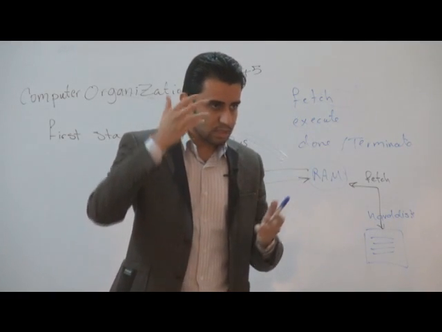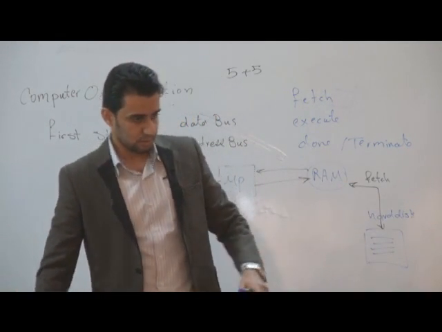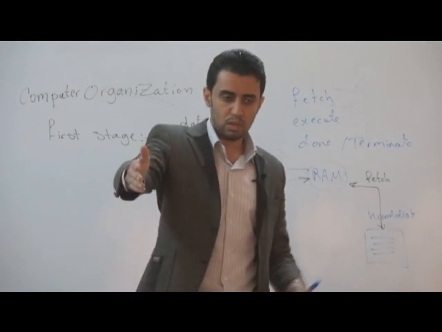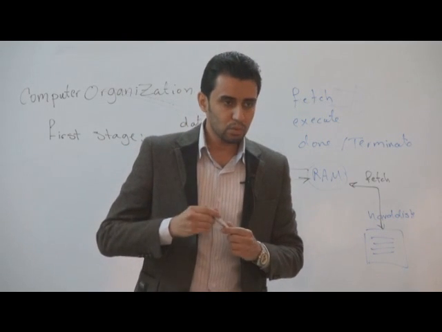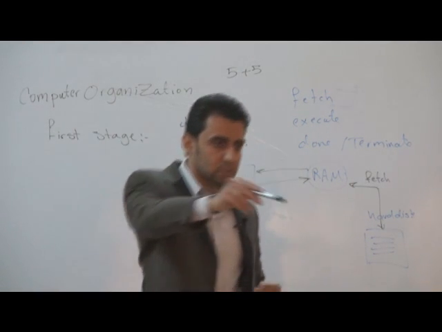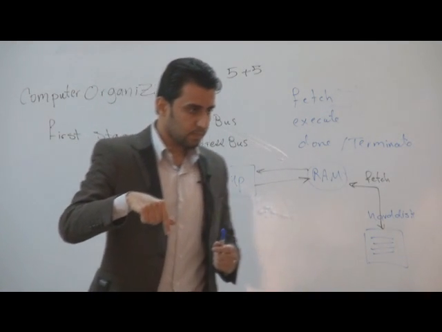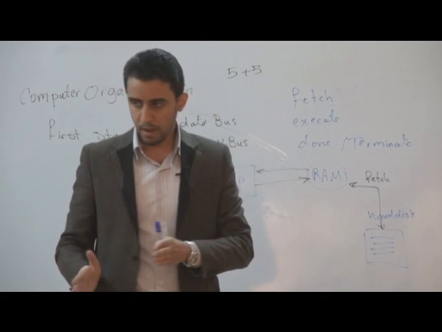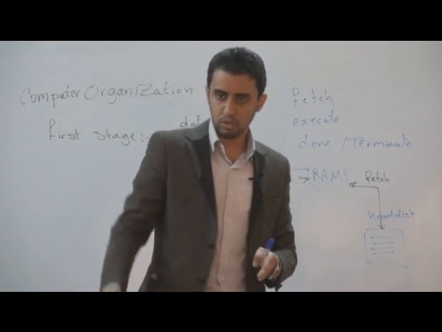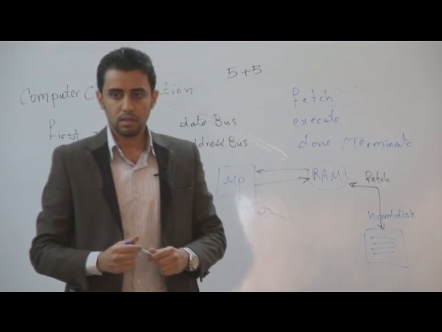Just imagine the computer as a set of chairs. We want to transfer the data from the first chair to the second one, to the third chair. How can we send it? By data bus. It's used to transfer data from one chair to another. I wish it's clear. Okay.